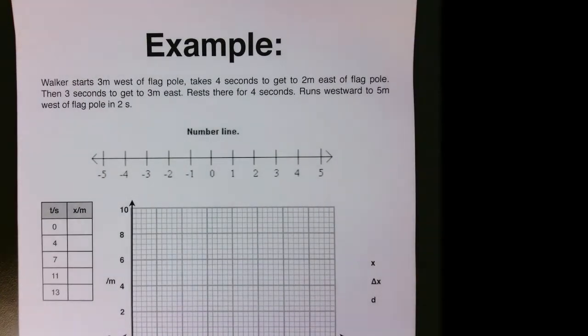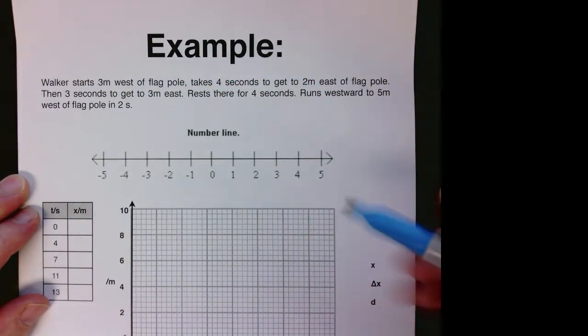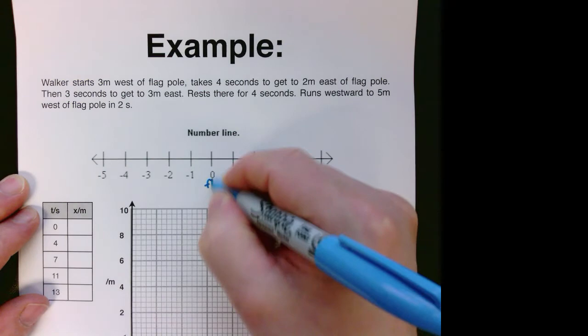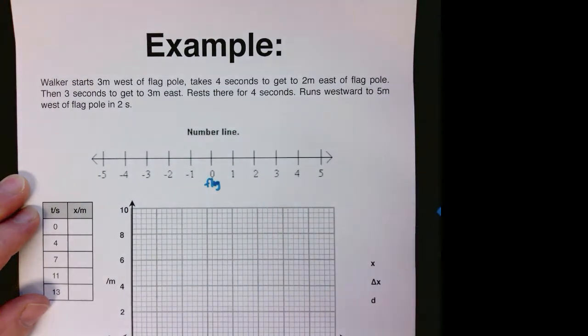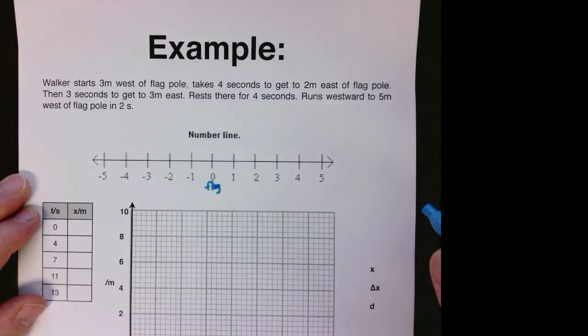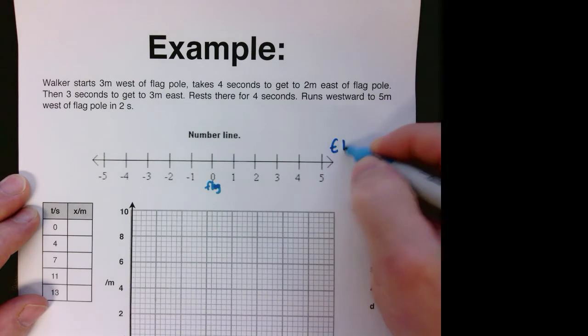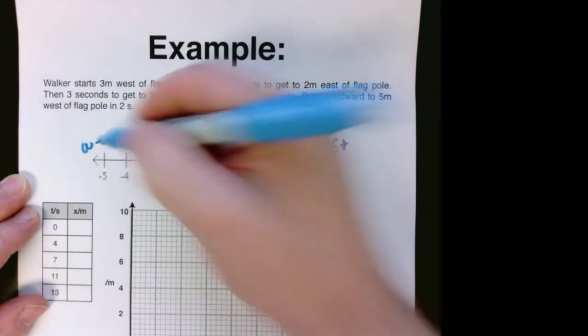We have a person who starts 3 meters west of a given position. Now you may recall we spoke about a universal reference point. So in this case, the flagpole becomes a universal reference point for us. So we might even label this flagpole. So they start 3 meters west. So we have a west-east situation. Generally, we make east positive and west negative.